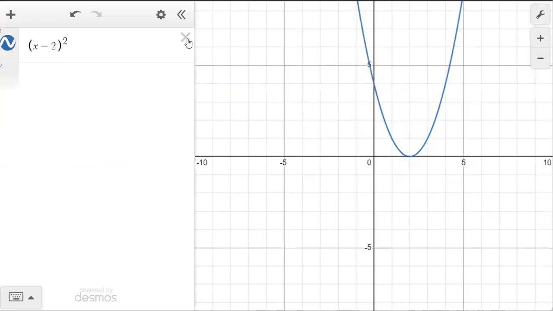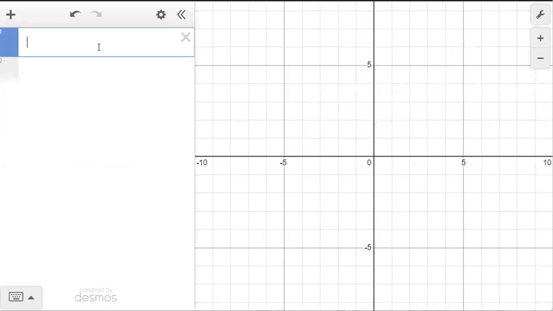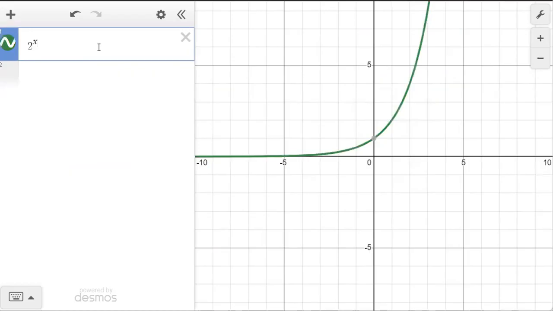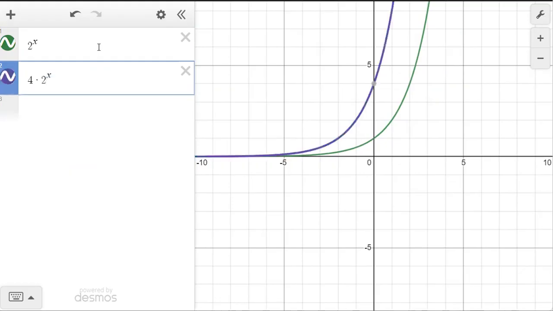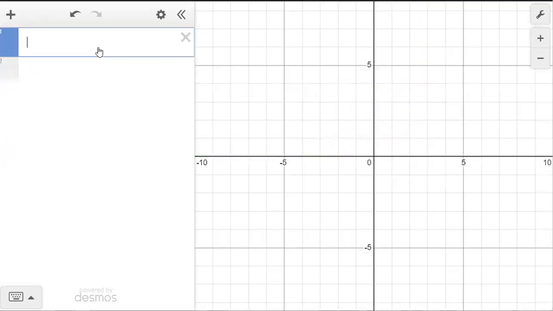I will take the graph of 2 to the power x. You can draw any graph you want. You have taken 2 to the power x. Now I am taking a value more than 1 as a, so let me take 4 into 2 to the power x. Now what happens? Now it means the graph will be like this.